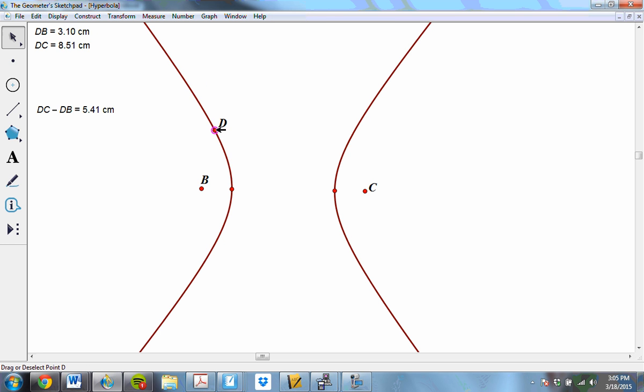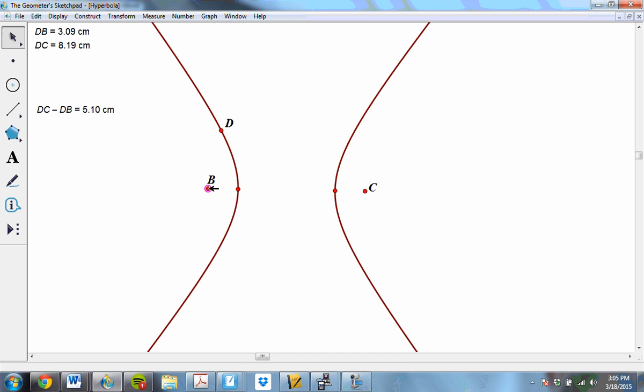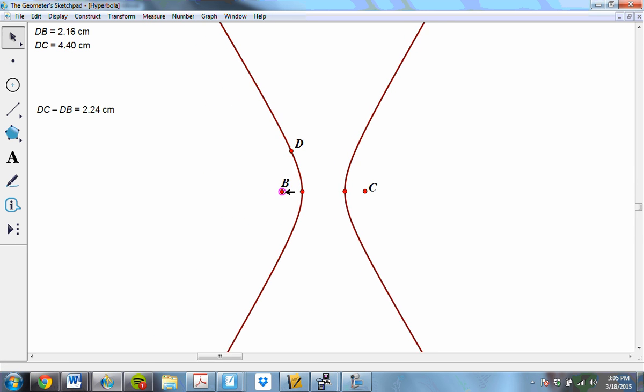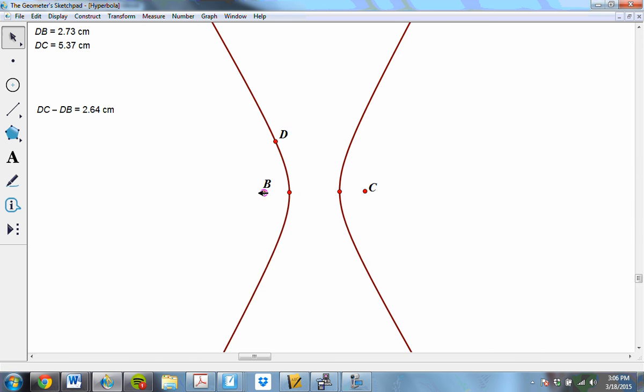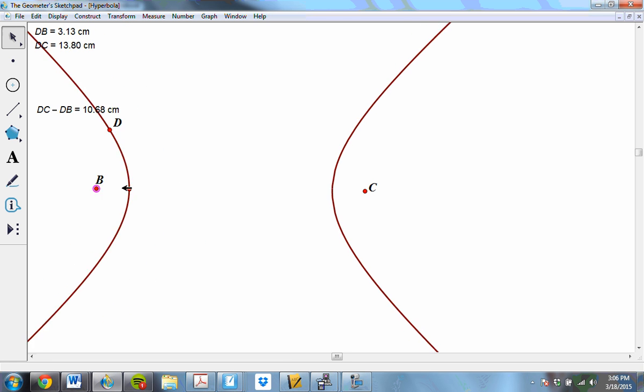And I could have grabbed this point and dragged it all the way to this side also, and do the same thing along this curve, it'll work out the same. As the foci move closer and closer, the hyperbola gets kind of warped a little bit. As you move them farther and farther apart, it warps again.